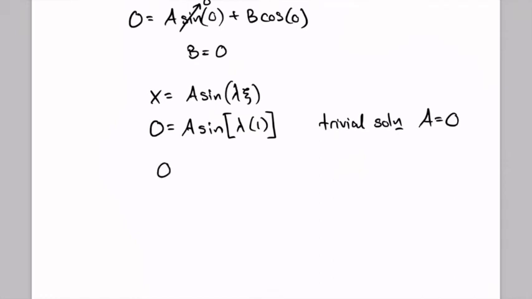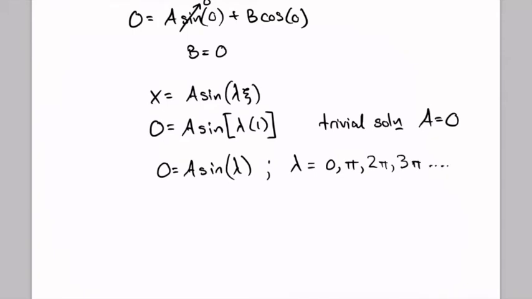And so, just to write this more clearly, a sine of lambda equals 0. And so this gives us an infinite number of solutions for lambda. Lambda equals 0, pi, 2 pi, 3 pi, and so on.